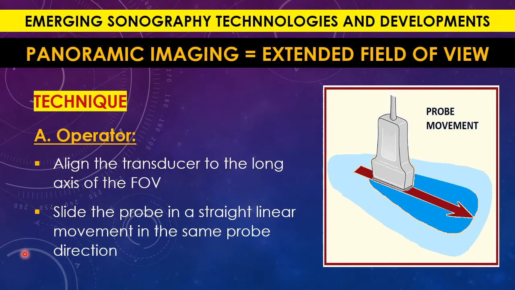So how is this technology, panoramic imaging, performed? Imagine that this is the patient, the light blue area, and the darker area is the area that we are selecting to have the extended field of view. We should first align the probe along the long axis of this area. So assuming that this is the area that we are selecting, put the probe along the long axis of this area. And then the next step will be what?